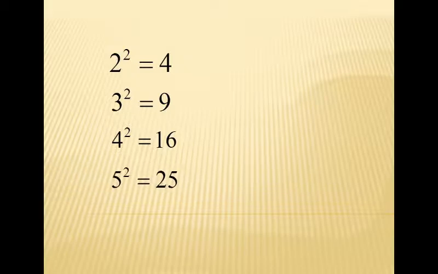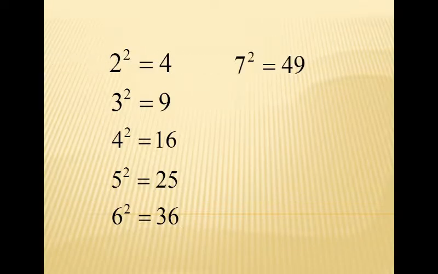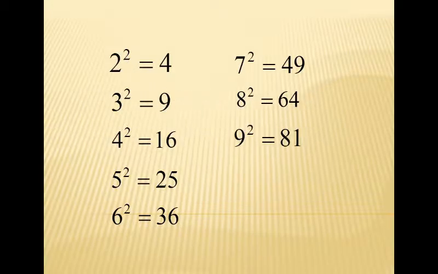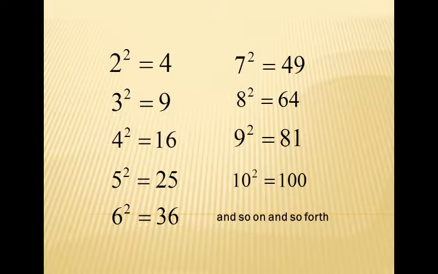2 squared is equal to 4. So the square root of 4 is equal to 2. 3 squared is equal to 9. So the square root of 9 is equal to 3. 4 squared is equal to 16. 5 squared is equal to 25. 6 squared is equal to 36. 7 squared is equal to 49. 8 squared is equal to 64. 9 squared is equal to 81. 10 squared is equal to 100. And so on and so forth.